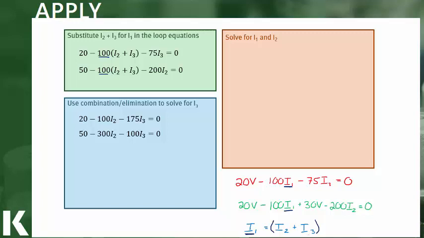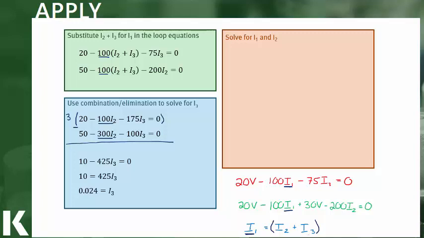Now, one thing that we notice is we have 100 I2 and 300 I2. So if we multiply this equation through by 3 and then subtract them, we're left with one equation that only has one variable, has I3. So we can solve this one pretty quickly. And we get I3 is equal to 0.024 amps.